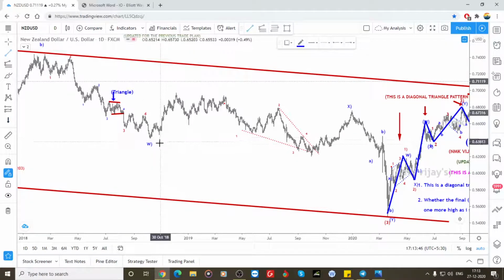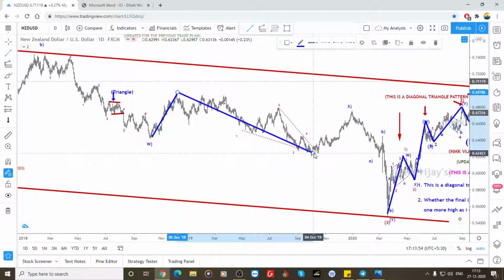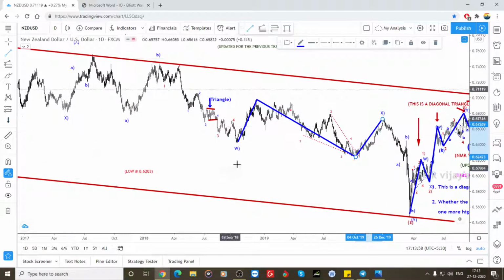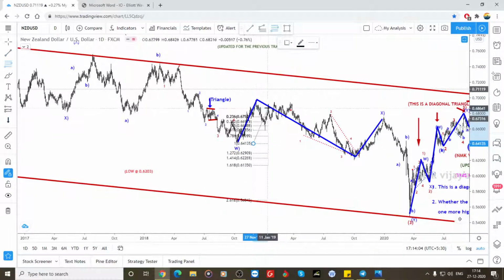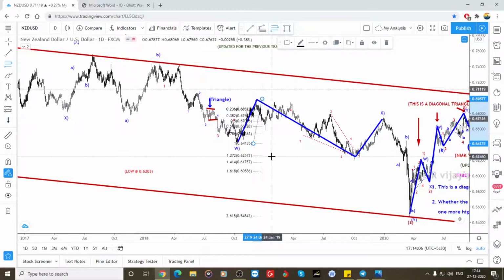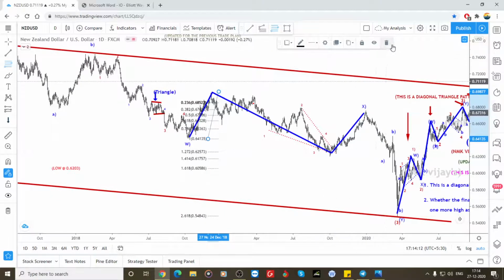Here it's one impulsive, and then another correction, and one more impulsive. So this is an irregular flat. So how we have to measure is, first of all, we need to take fib retracement from 0 to that A. See, at 1272 exactly it got rejected and went high.